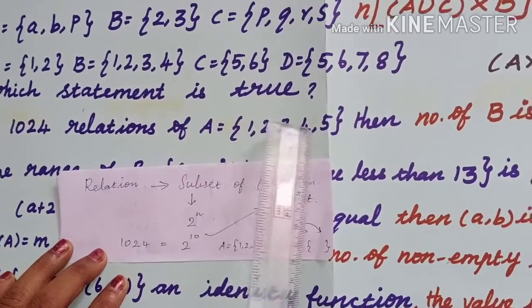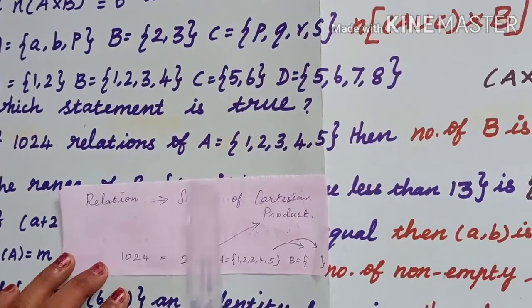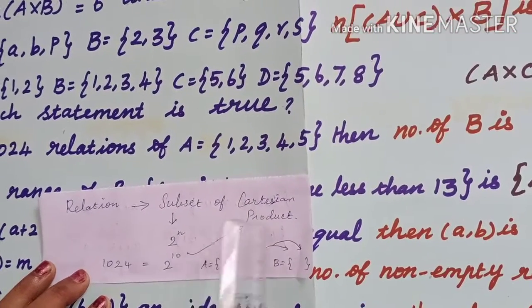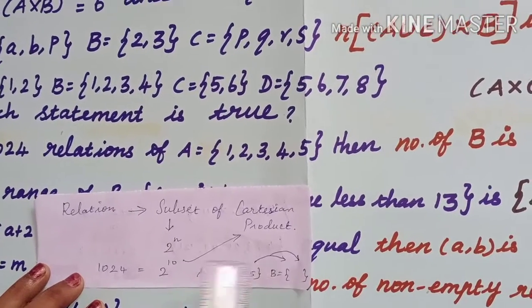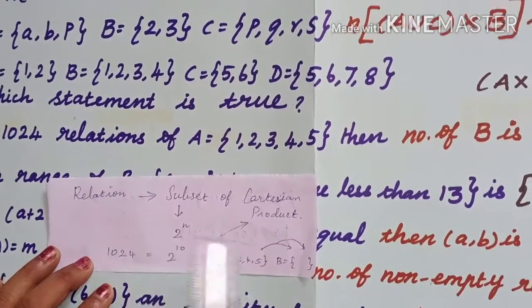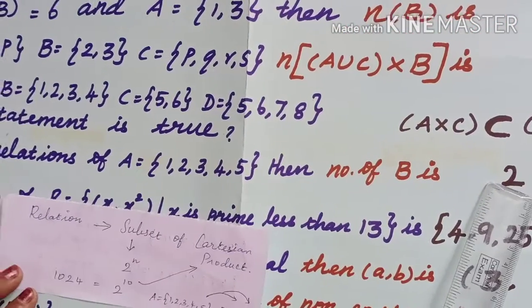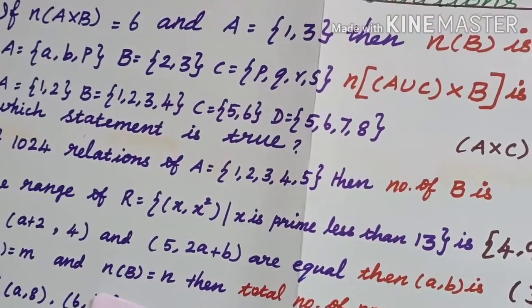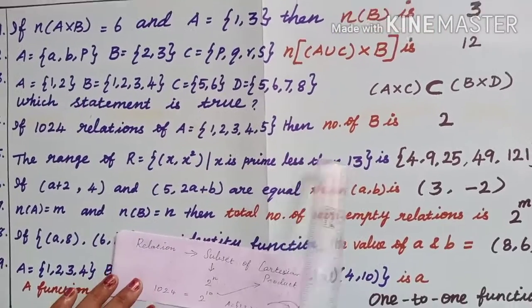So A set has 5 members. How many members in B will we get? 10. 5 into 2. If you have 2, you will get 10 members. So number of B equals 2. 2 is your answer.